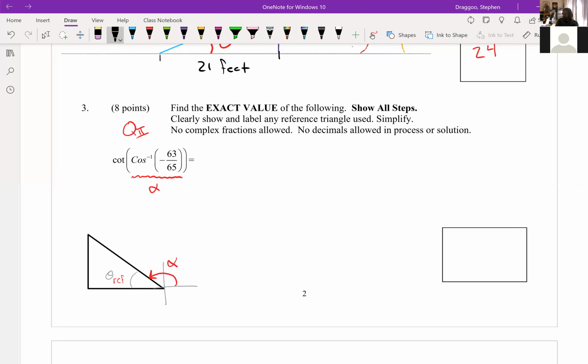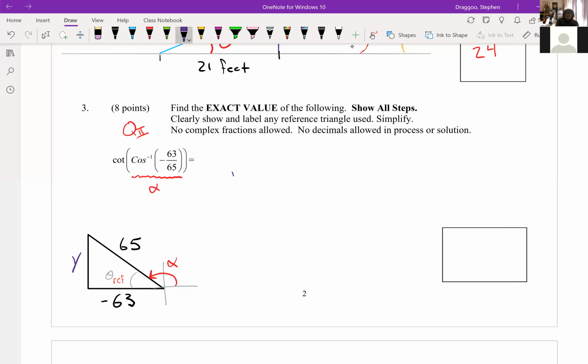So we wanted the inverse cosine of negative 63 over 65. Cosine is adjacent over hypotenuse. So 63 is the adjacent side, 65 is the hypotenuse. And because we're in the second quadrant, x should be negative 63. Then you've got a missing side y. I'll label it over there for now.